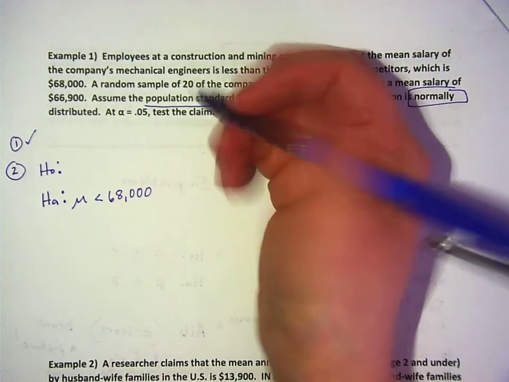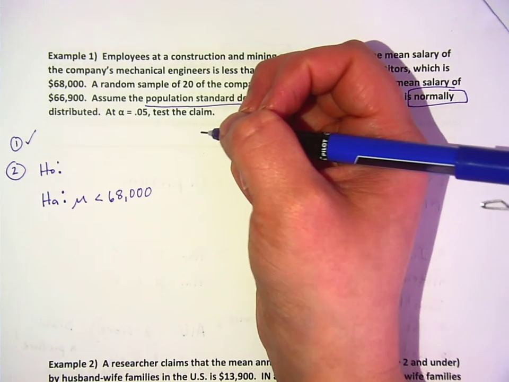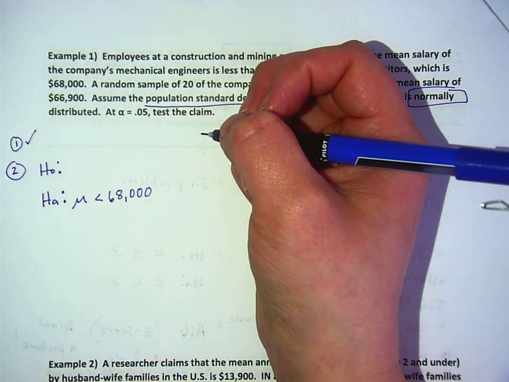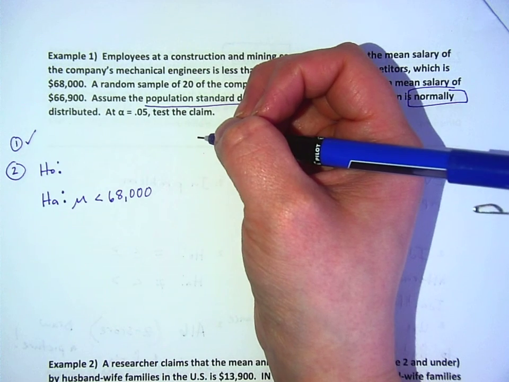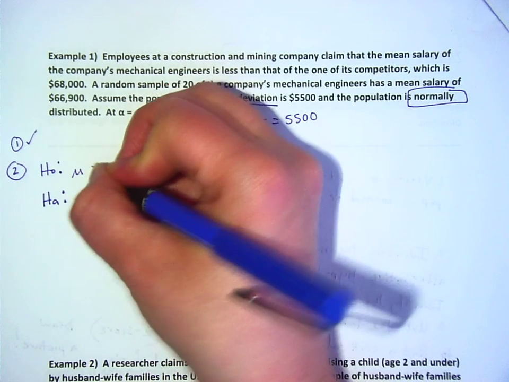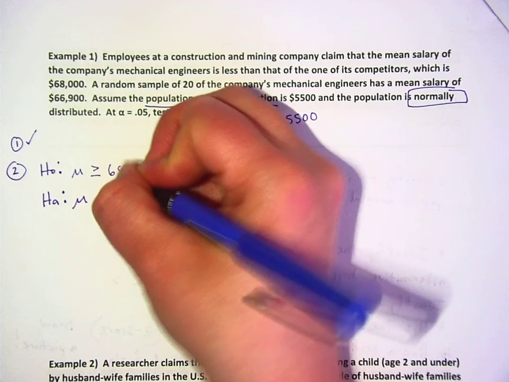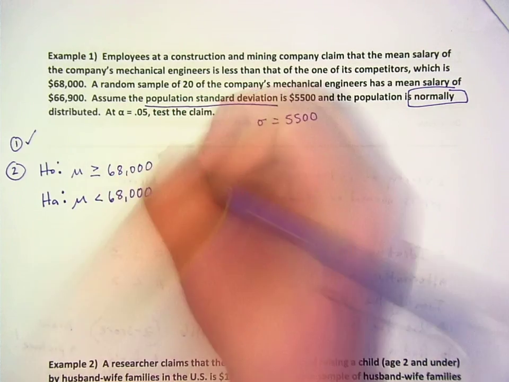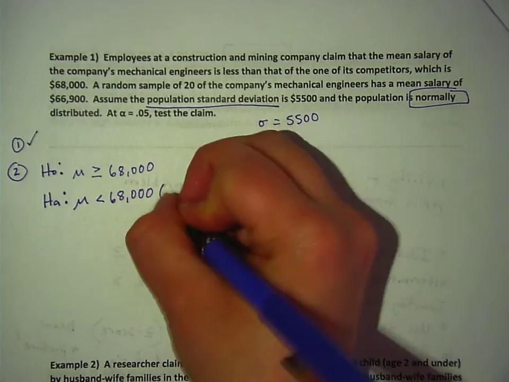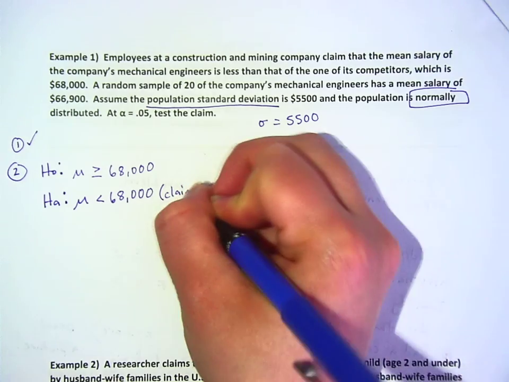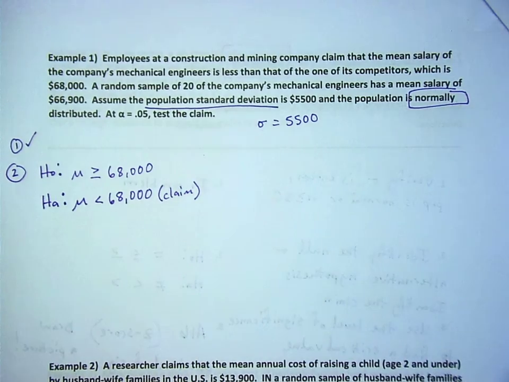Okay, so what's the opposite of mu is less than $68,000? Yep. So it would be mu is greater than or equal to whatever the number is. $68,000, yep. And then we have to write down which one's the claim. I'm going to write claim next to this one right here, because they're saying that it's less than.